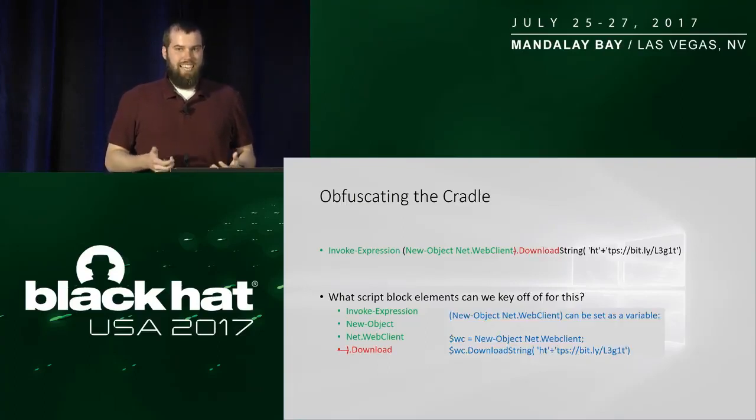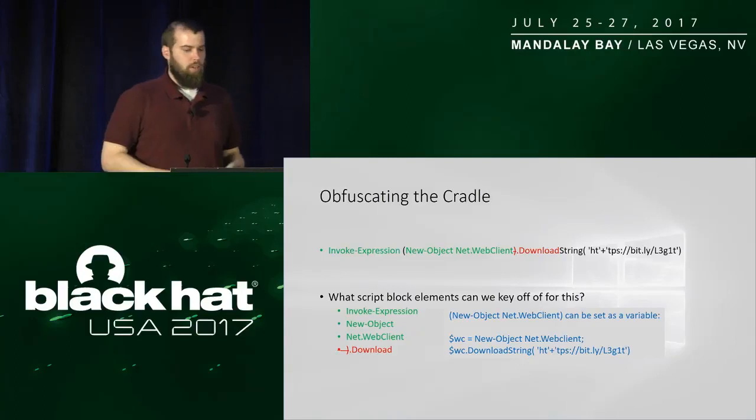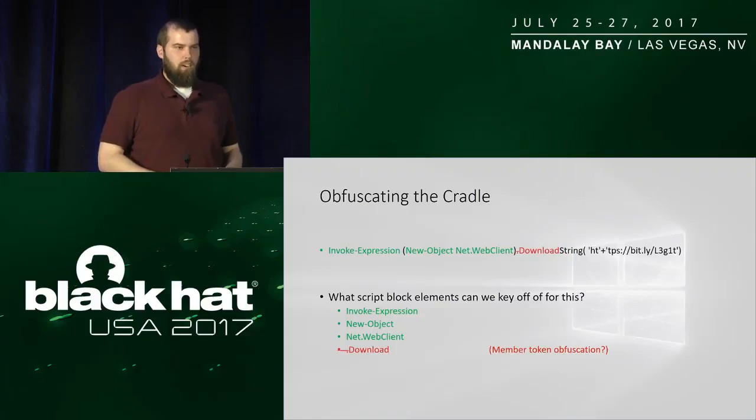All right, so now that we have that done, with a member token, what we can actually do is we can also set that value into a variable. Or we can set the object instantiation in a variable. So we can't even rely on that parenthesis being there. So let's go ahead and pull that out of our Defender triggers. So now, how can we obfuscate this member even further?